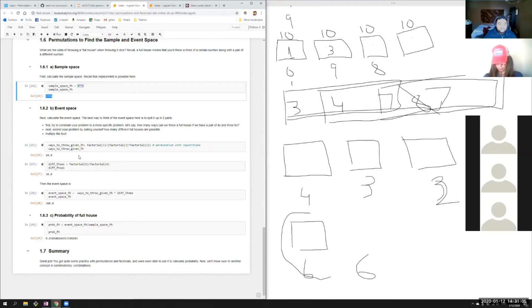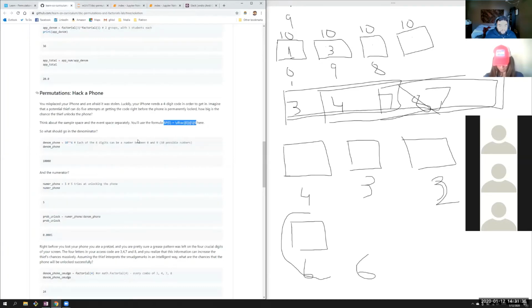So now let's calculate the event space. The best way to think about the event space here is to split it up into 2 parts. First, try to constrain your problem to a more specific problem. Let's say, how many ways can we throw a full house if we have a pair of 4s and 3 6s? Any thoughts? Isn't it factorial 3 and factorial 2? That is the denominator. Well, let's go to their solution and see what they're saying.